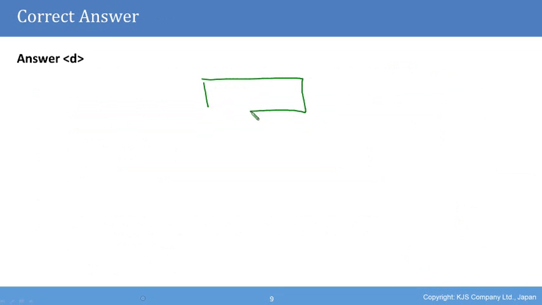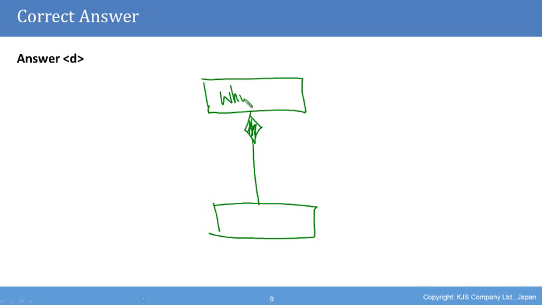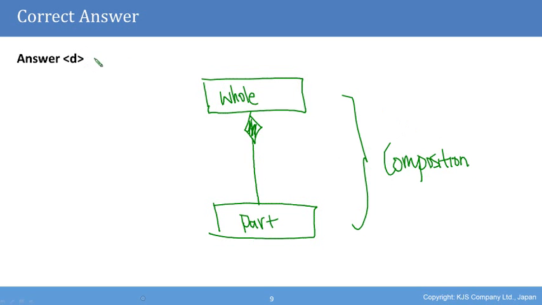So, in a UML graphical representation where two elements are joined with a solid line and a filled diamond on the whole side, this situation is known as a composition, which was option D of the question. Therefore, D is the correct answer.